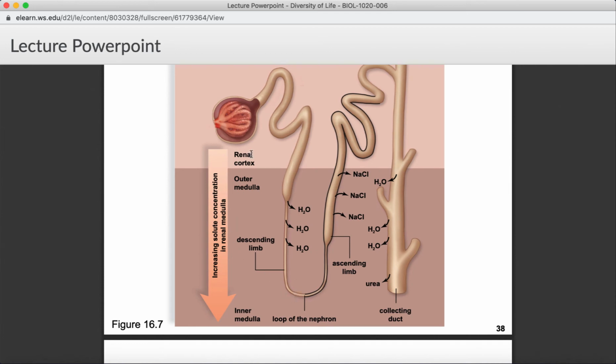So as you go through the descending limb here into the loop of the nephron, you're losing a lot of water, but then you pull all the sodium out of the ascending loop here, which creates a concentration gradient to help pull more water out of the collecting duct so that it doesn't end up going into the bladder. This concentrates your urine.